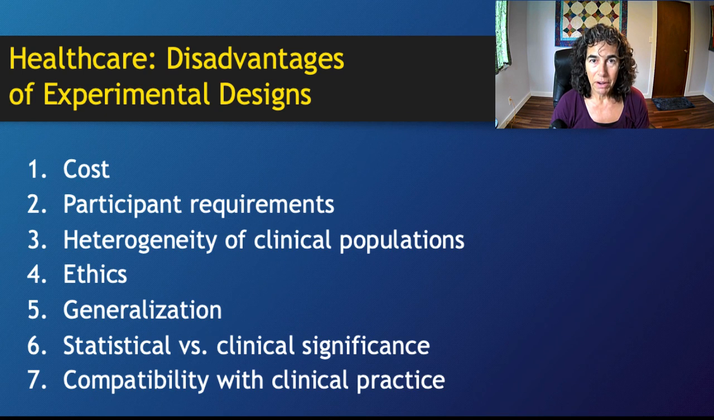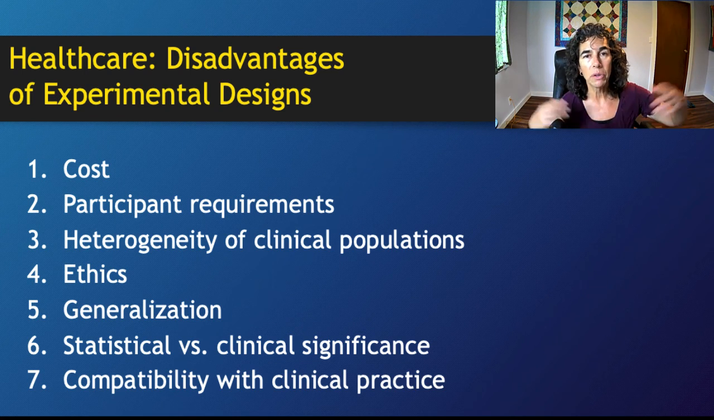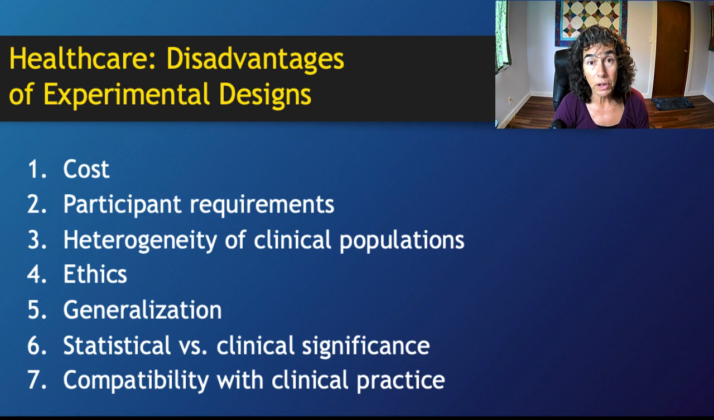Within healthcare, you would think, okay, well, let's just do a whole bunch of randomized controlled trials, right? It's the best. So there are advantages and disadvantages to experimental designs. And this is like taking what the ultimate is and applying it to real life, right? So cost is definitely a consideration. It costs money to run research, especially high quality research. The participant requirements mean that you have to cast a really wide net, and it can be more difficult to recruit.